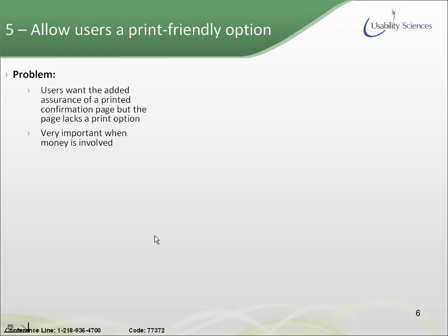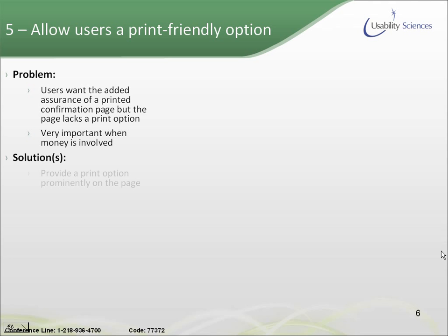Often the page lacks a print option on it. And normally this isn't a problem if you've got a savvy user who knows how to use their browser to print, but sometimes we run into people who honestly don't know how to use their browser to print a page. They rely on that print page option within the page itself. This option is very important if money is involved in the transaction. People really value having that physical confirmation page in their hand in case something goes wrong.